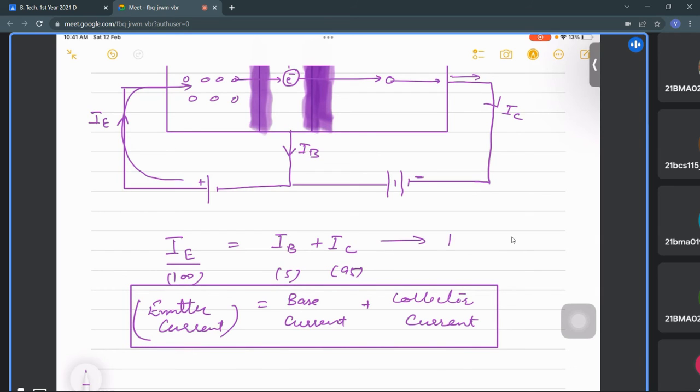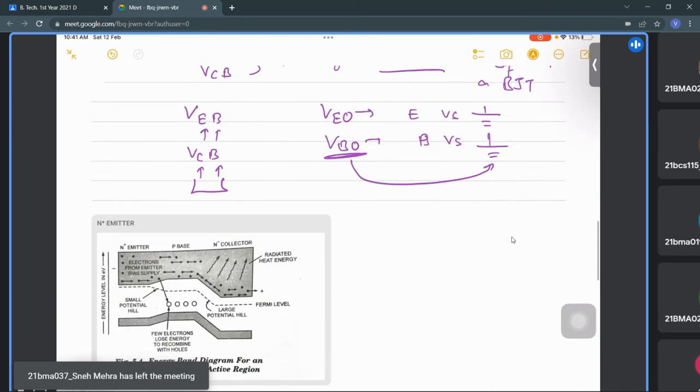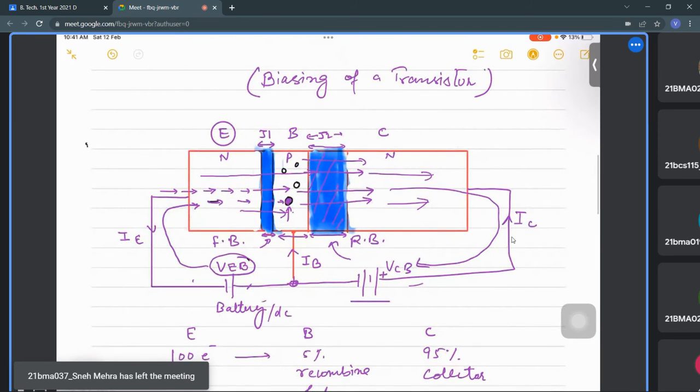Because this is as per KCL, Kirchhoff's current law. Okay, and it is true for both NPN and PNP. इस केस में ऐसे था, दूसरे केस में इसके अपोजिट है. This one, if you see, because these two currents are entering and this is coming out. Okay, any questions regarding this? किसी को कुछ पूछना हो?